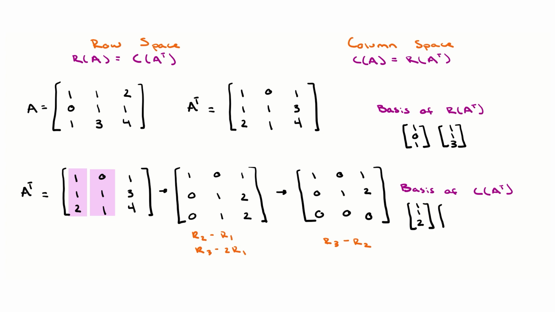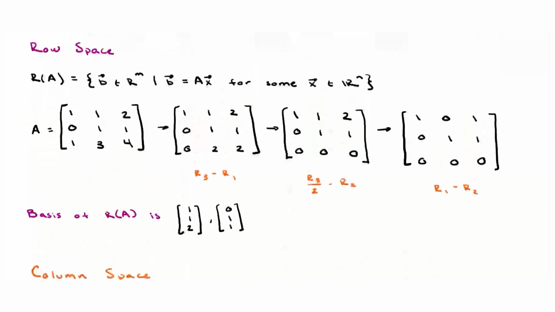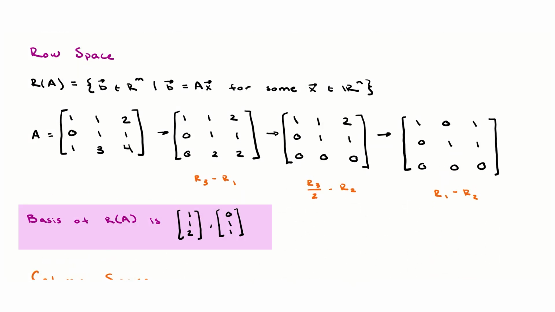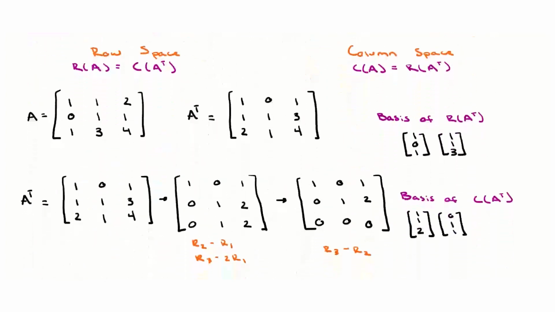And column 2 is 0, 1, 1. This is the basis of the column space of A transpose, or in other words, this is the basis of our row space. Now I'll scroll back up so we can see that the first time that we found the basis of our row space, this is the answer that we got. Okay, that's enough on the row space and the column space.